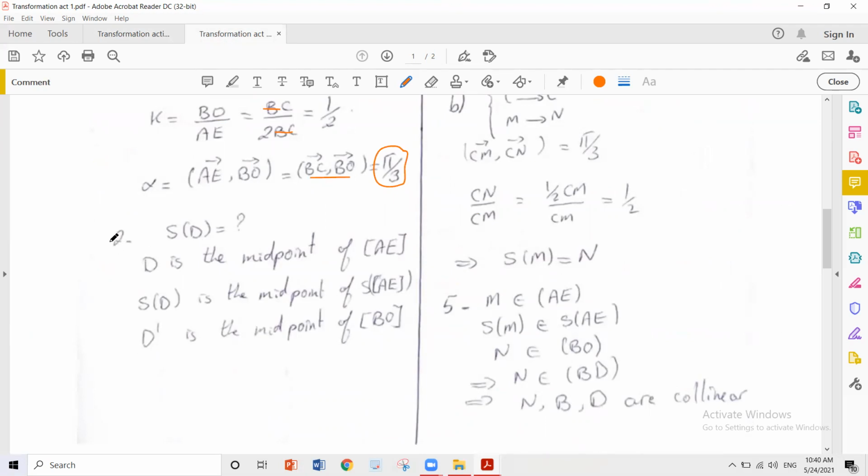So D is the midpoint of AE. S of D is the midpoint of S of AE. S of D, I call it D prime, is the midpoint of BO.